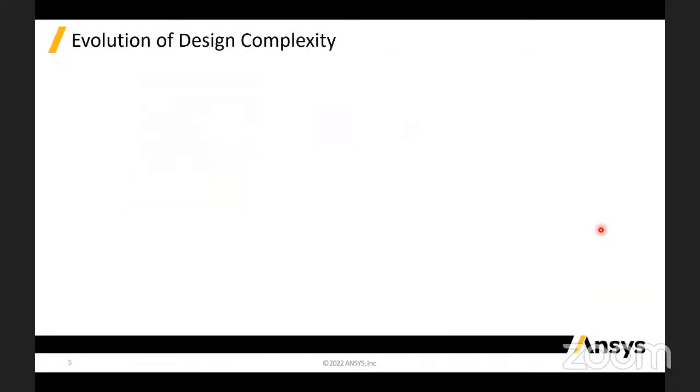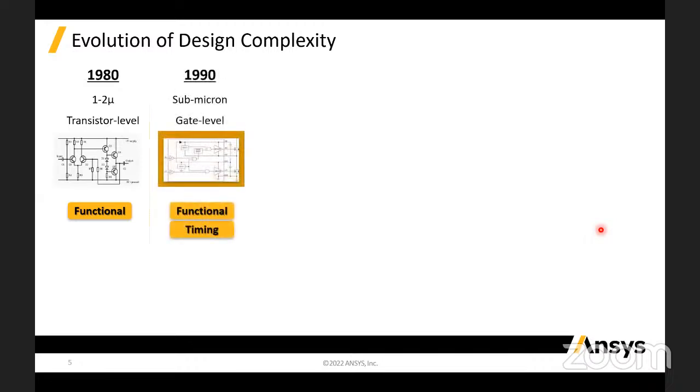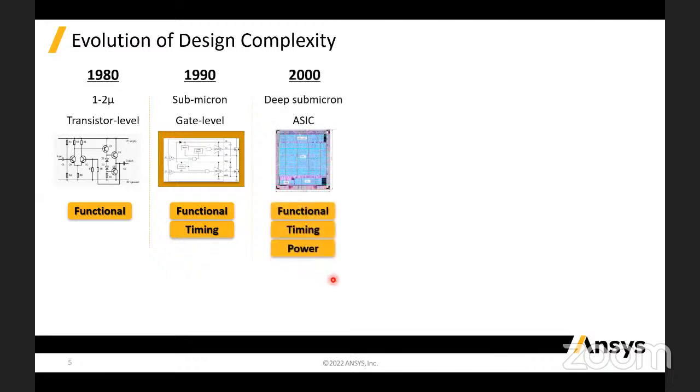Now let us switch gears and look at the evolution of semiconductor design complexity. In the 1980s, most of the design was done by hand, and mostly the design was at a transistor level. In those days, people only needed to check the functionality of the design. As designs progressed into the 90s, we also needed to start checking the timing of the ICs to ensure that the circuit met the timing performance that we expected. As designs progressed into the 2000s, power consumption and power efficiency became an increasing consideration.